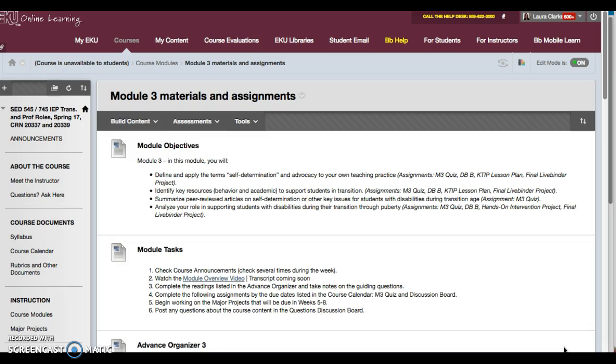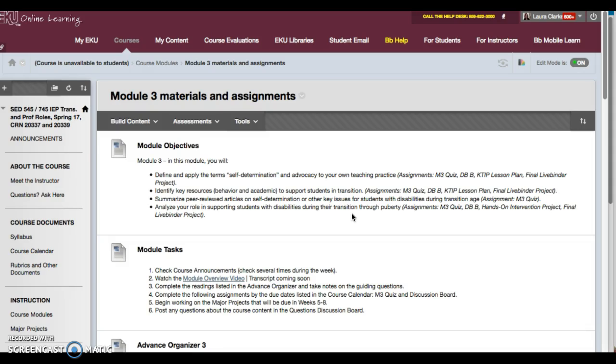In Module 3, we're going to be looking at some fantastic concepts for students at transition age and for those professional roles that support students. We're going to be looking at the terms self-determination and self-advocacy and how that can apply to our own teaching practice, both for students who are at transition age and for younger students. We're going to look at some key resources, both behavior and academic, that can support students during transition ages. And also you'll have some choices in looking at peer-reviewed articles on self-determination and some of the other key issues that we know affect students with disabilities during transition age.